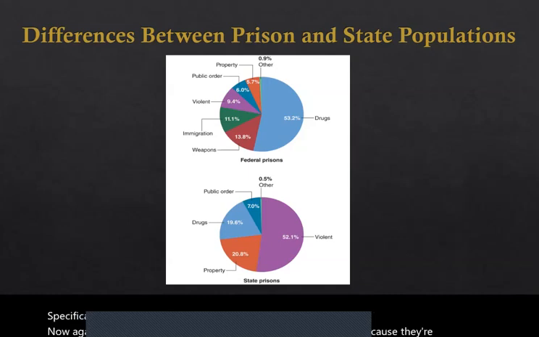Now, again, this is why you want to be, especially if you're a sex offender, because they're targets when they get to prison. This is why you want to be in federal prison, right? Because 53.2% of them are there for drugs. Violent, only 9.4%. If you're a sex offender in federal prison, versus state prison, 52.1% are there for violent offenses, right? So again, it's interesting that we have a very large sector, large dynamics in both, but they are so different.